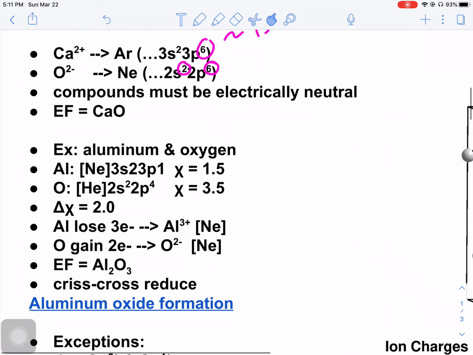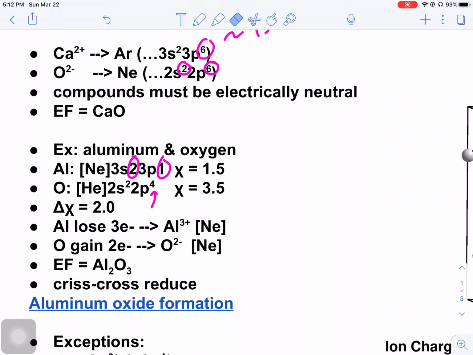All right, let's do another one. Let's do aluminum oxide. So aluminum has 3 valence electrons. It's got 2 electrons in its outermost s, and it's got 1 electron in its outermost p. So what's going to happen is that aluminum is going to lose those 3 electrons, and we know that oxygen has 6 valence electrons, so it has room for 2 more right there.